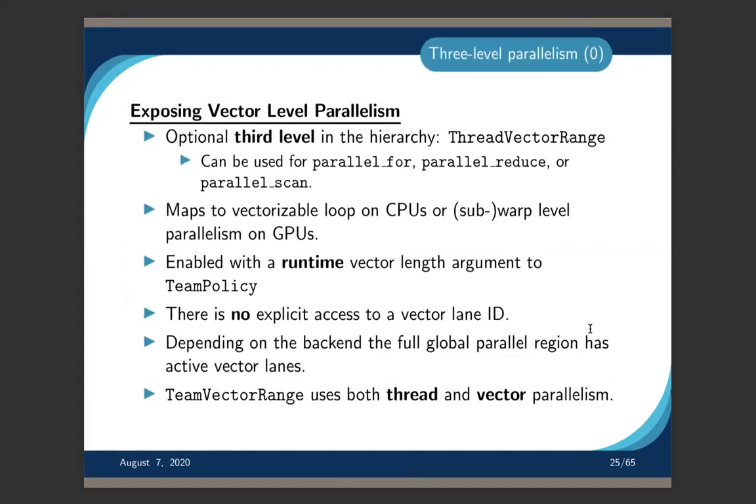Okay, there's actually a third level of parallelism, and that's vector level parallelism. This vector level parallelism uses a thread vector range, and it can be used for parallel_for, parallel_reduce, and parallel_scan. What this does is it essentially maps the loops, vectorizable loops, to CPUs, and it decorates them with stuff like pragma IVDEP to give hints to the compiler: this is really vectorizable and you might want to try this. It also maps it on GPUs to effectively warp or sub-warp level parallelism, or wavefront or sub-wavefront parallelism.